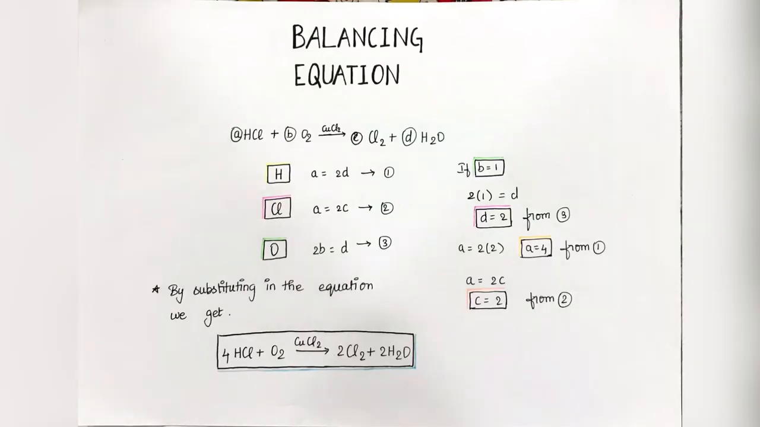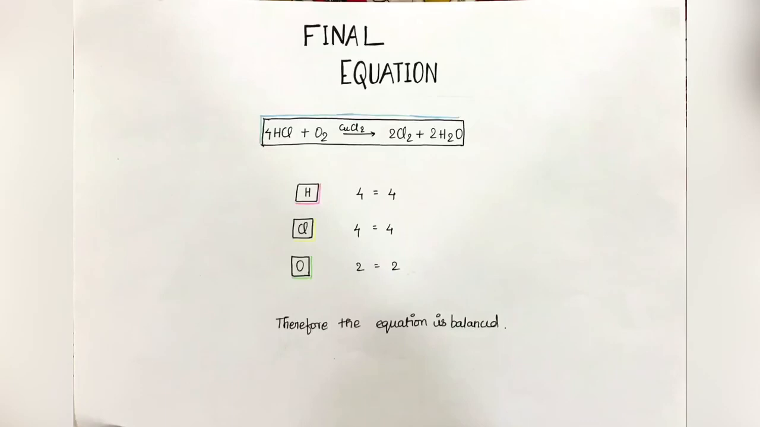And the next step is to substitute the values of the variables in the equation. And finally, after substituting the values of the molar coefficients, we get the equation to be 4HCl plus O2 gives 2Cl2 plus 2H2O.